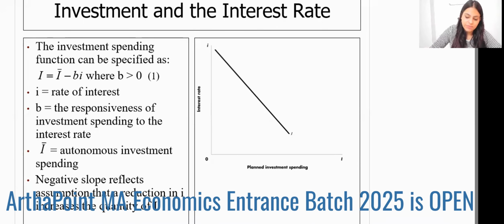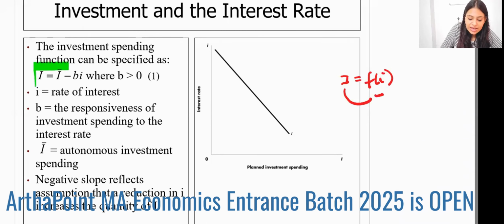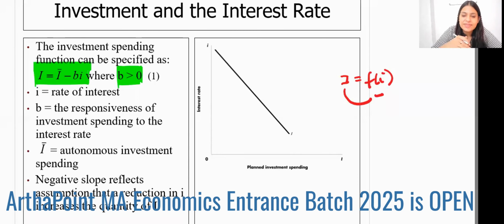Investment and interest rate. As we saw in the previous video, investment spending is a function of the interest rate. And we also know that investment is inversely related to the interest rate. More specifically, we can write an investment function, which is I is equal to I bar minus b times i, where b is always greater than 0. b is followed by a negative sign. That is why the slope is negative. But b in itself is greater than 0. And i is the rate of interest.